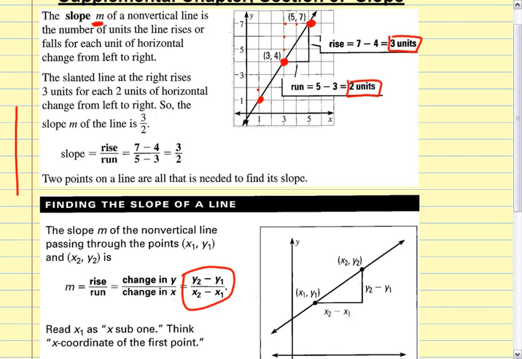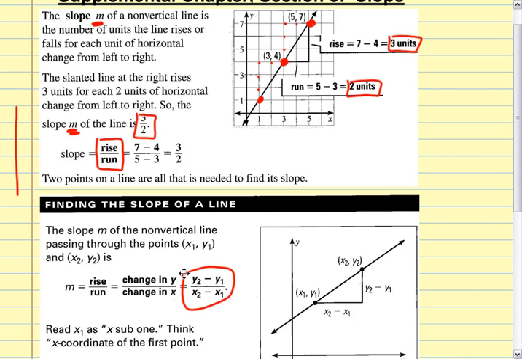From here, 1, 2, 3, over 2. Okay? I don't have more of this graph, but you can see each point on the line, if I just go up 3 and over 2, I'm back on the line again. That's the slope of the line. How steep is it? How shallow is it? Okay? Now, the slanted line at the right, the one we're talking about, it rises 3 units, which we just showed, for each 2 units of horizontal. It goes up 3 units for every 2 units that it moves to the right. Okay? So the slope, m, of the line is 3 over 2.